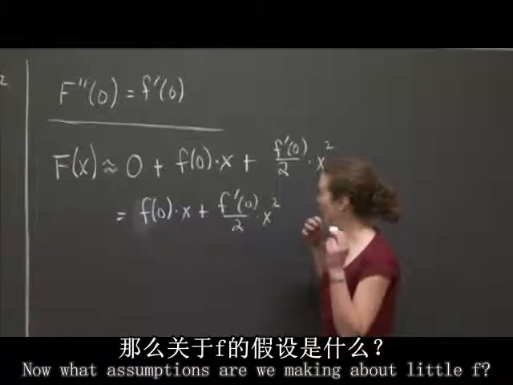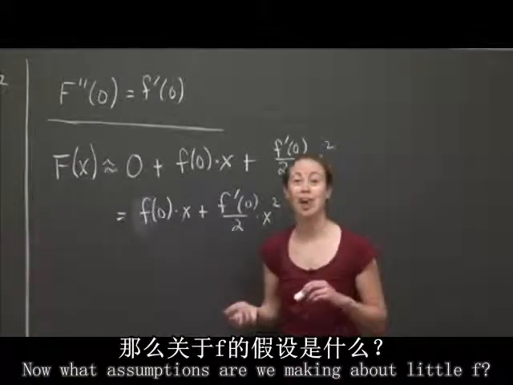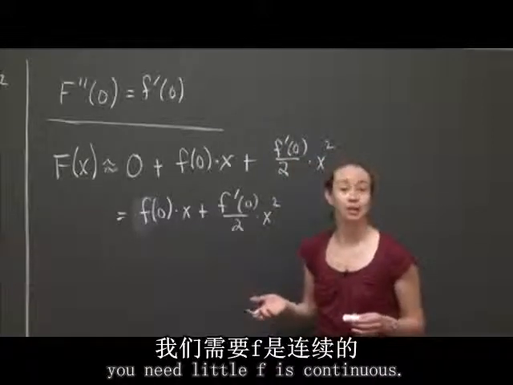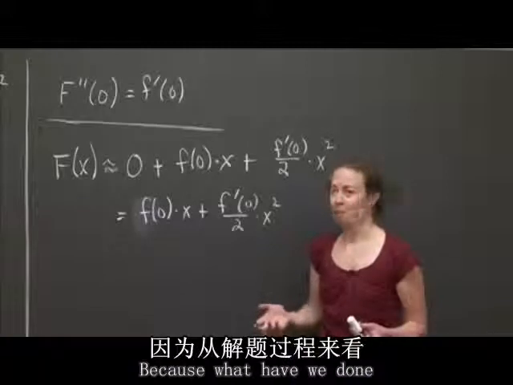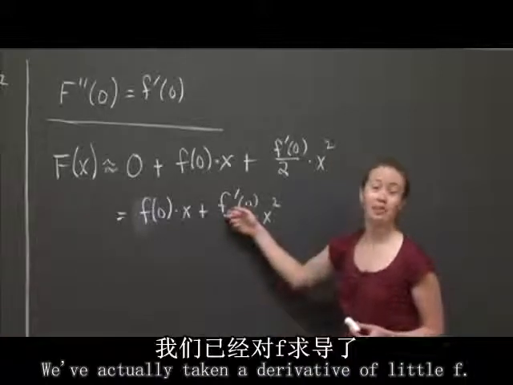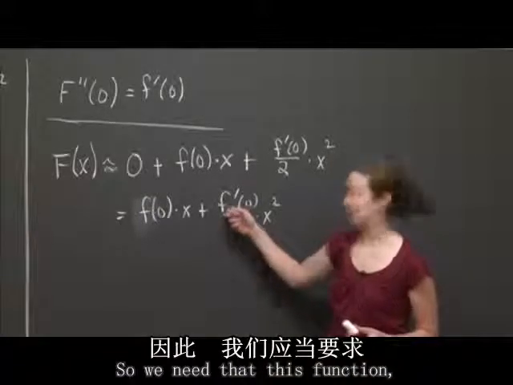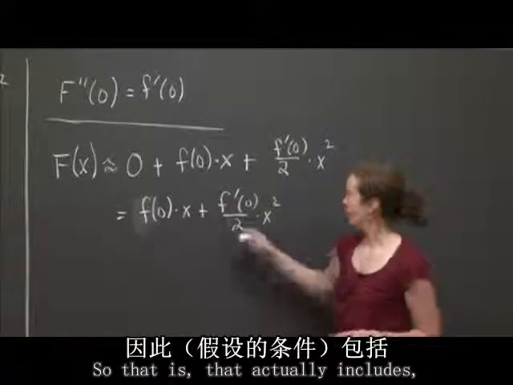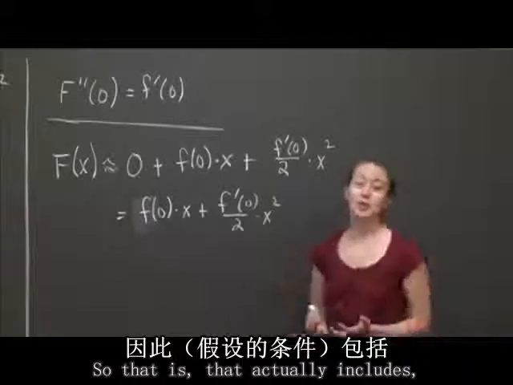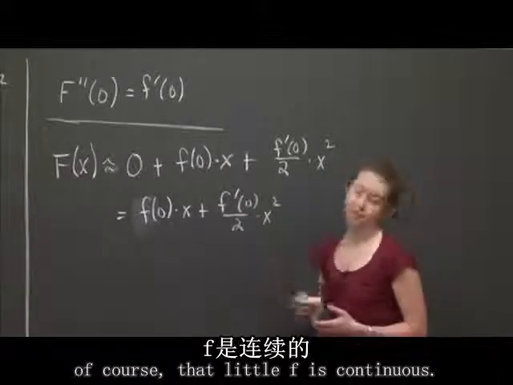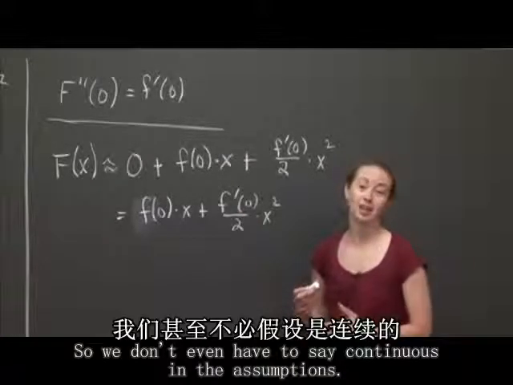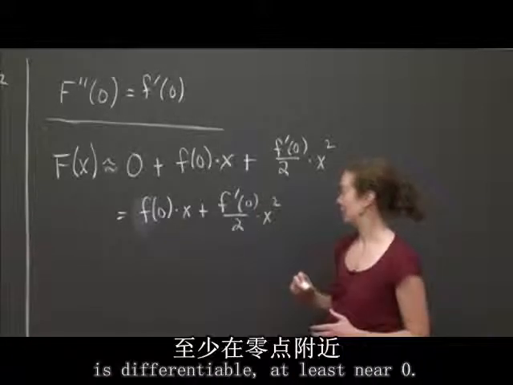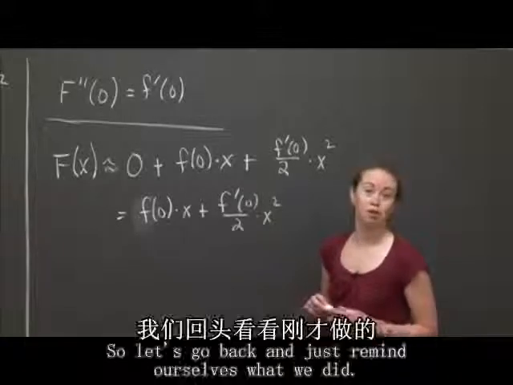Now, what assumptions are we making about little f? Well, to apply the fundamental theorem of calculus, you need little f is continuous. But we actually need more than that, because what have we done? We've actually taken a derivative of little f. So we need that this function little f is actually differentiable. That includes, of course, that little f is continuous, so we don't even have to say continuous in the assumptions. We just have to say we're assuming little f is differentiable, at least near 0.